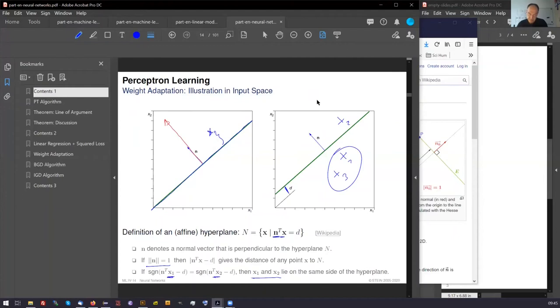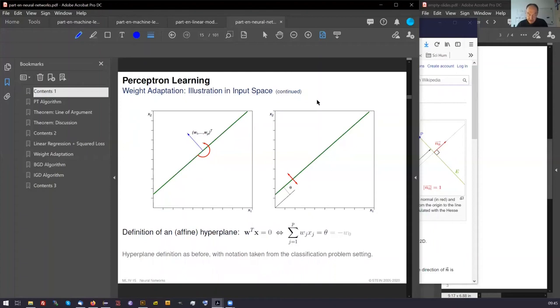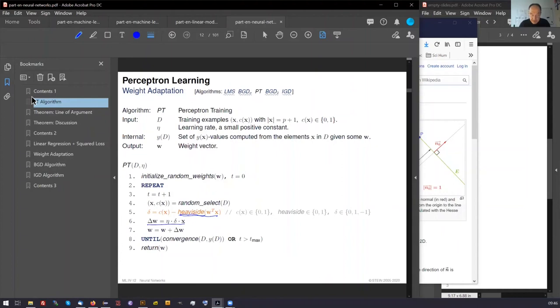And if you now change the normal vector, you turn this plane. If you change the directional part, you turn this plane, and if you change the offset part, you move it more away from the origin. And what the algorithm now does is it manipulates this vector depending on the examples it gets presented. And this manipulation, this change, does exactly the thing we want, although it's so primitive.